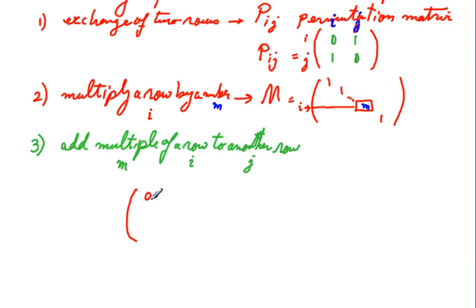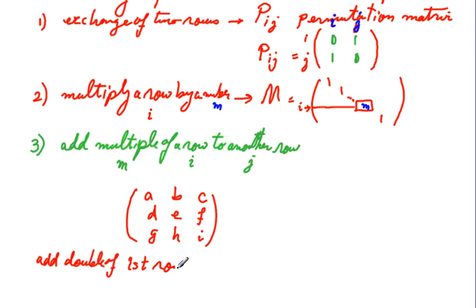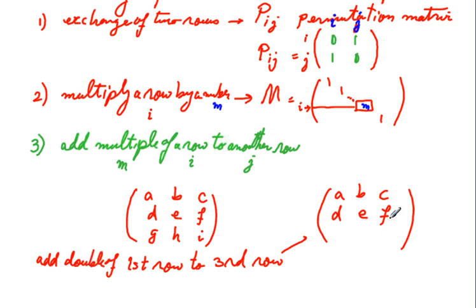Suppose I have a matrix A, B, C, D, E, F, G, H, I, and what I want to do to this is to add double of the first row to the third row. Well, if I do that, what do I get? I want to add double of the first to the third. So what is the third row going to look like? 2A plus G, 2B plus H, and 2C plus I. Is that right?